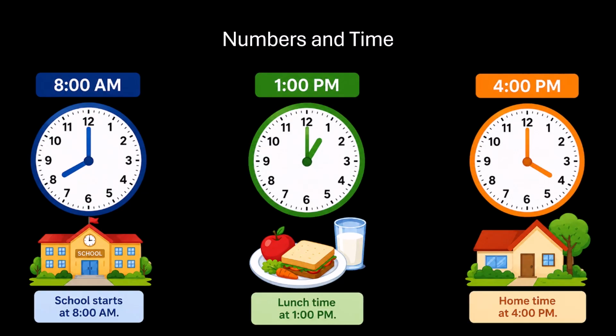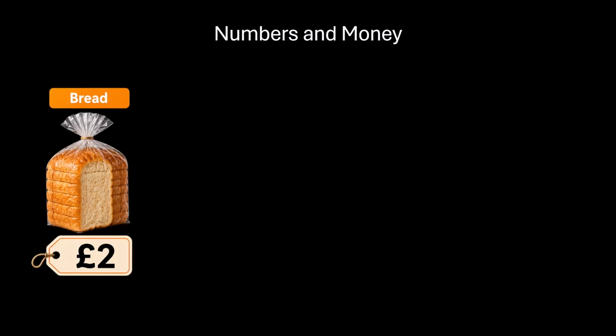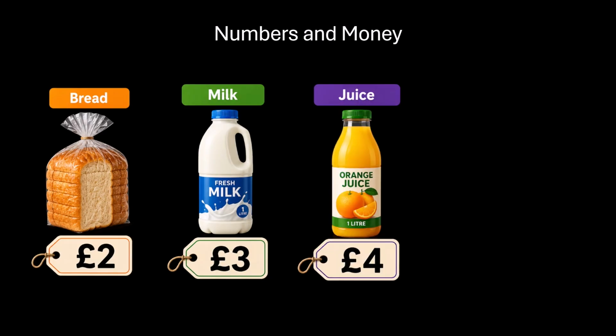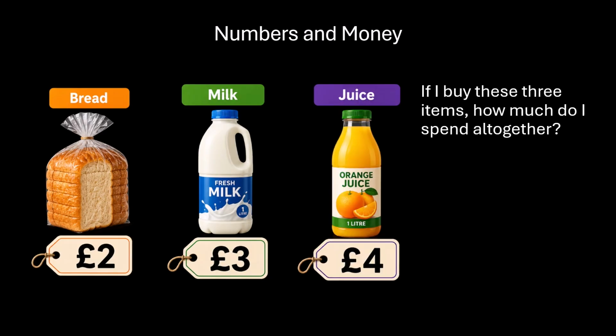When we buy things, numbers help us know how much items cost and how much change we should receive. So, for example, bread might cost £2 and milk £3 and juice £4. So if I buy these three items, how much do I spend altogether? So we have £2 plus £3 plus £4 gives us £9.